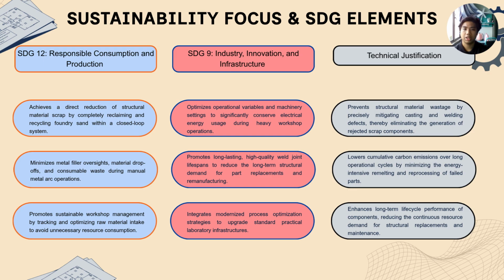So for the last column, which is technical justifications, by preventing casting and welding defects, we actually stop structural metal waste right at the source, meaning that we do not produce rejected parts. Because we are not remelting and reworking failed parts, we avoid energy-intensive processes, which directly lowers our carbon emissions over time. Ultimately, building stronger parts enhances their overall life cycles. This reduces the constant demand for structural replacement and maintenance.